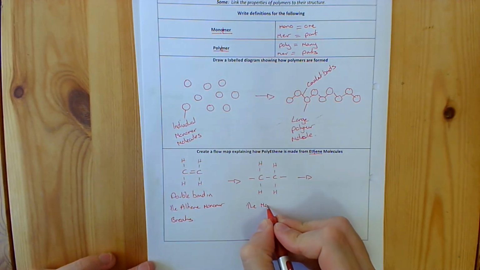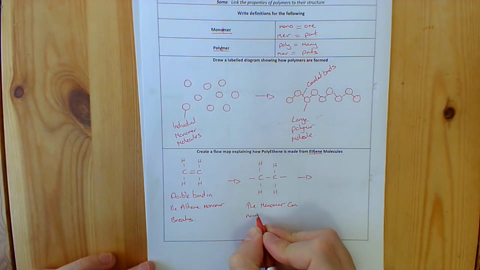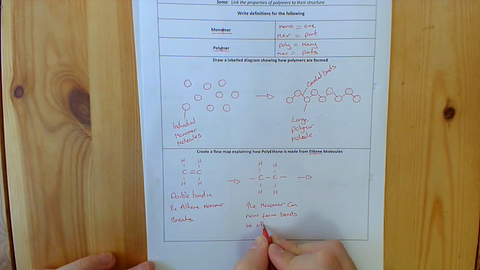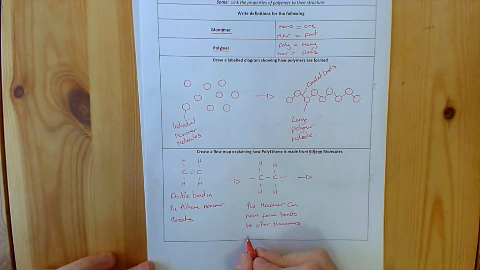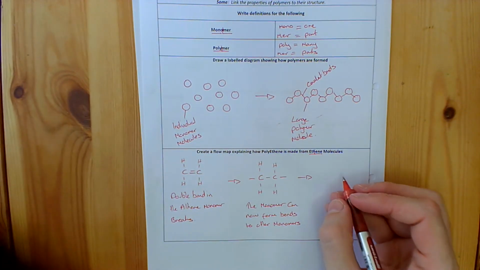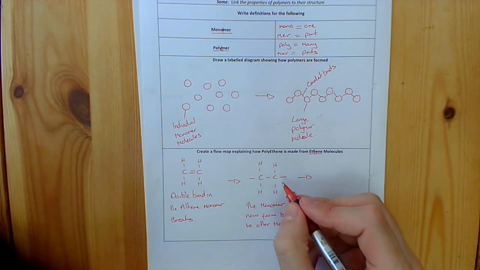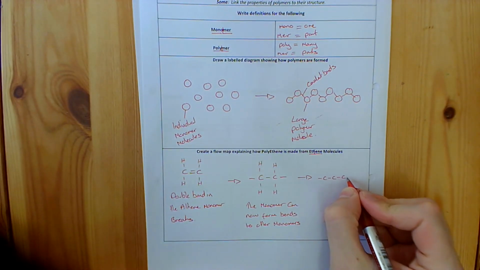So the monomer can now form bonds to other monomers. And then what's going to happen is they're going to join up into a chain. So lots of different ethene molecules are all going to join up into a long chain.